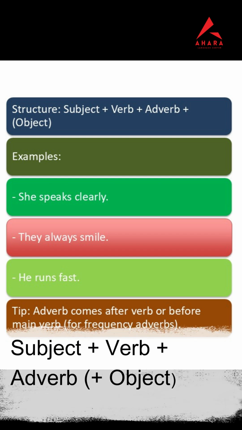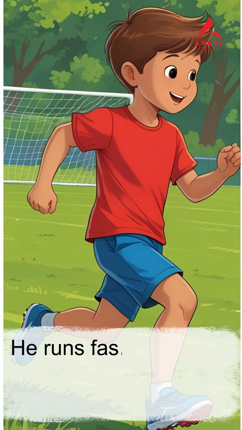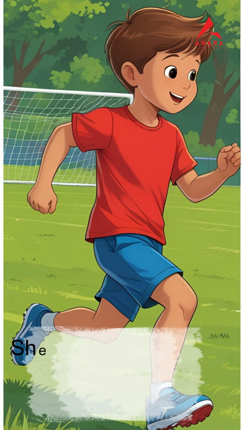Let's see the grammar structure. The affirmative form of that will be subject plus verb plus adverb. I'll take you to the examples. He runs fast. How does he run? Fast. So the word fast becomes an adverb.